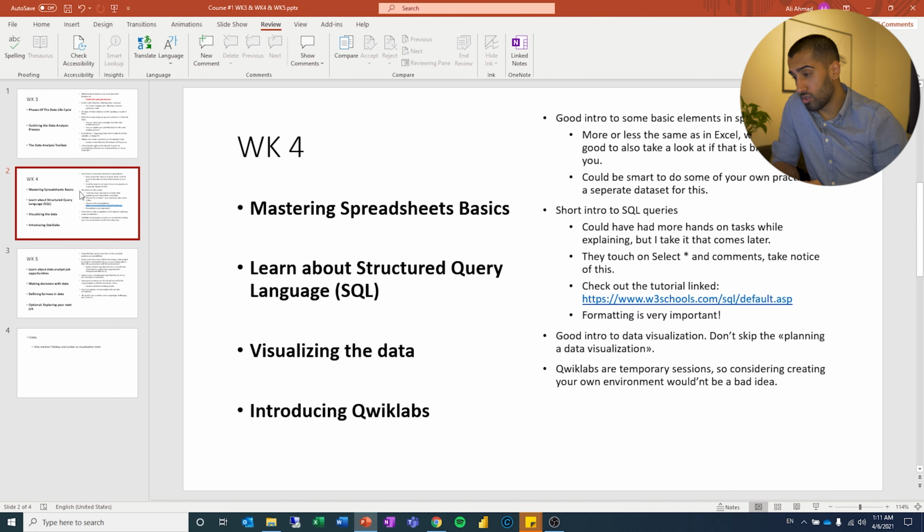It is a very short intro to SQL queries. I think that some of the stuff that I spoke about, they could have had more hands-on tasks while explaining it, but I take it that comes later.